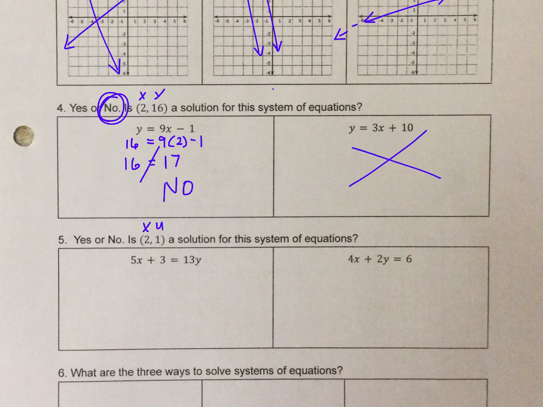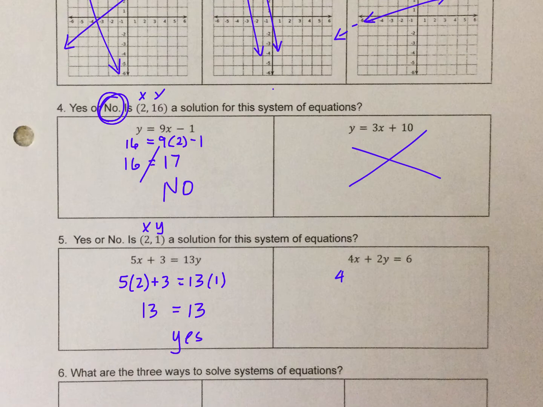I'm going to put an x over the 2 and a y over the 1. 5, instead of x, I write a 2, plus 3 equals 13. Instead of a y, it'll be 1. 5 times 2 is 10 plus 3 is 13 equals 13. Well, that's true, yes. So now we have to do the next one. If it's a yes, my answer is yes. If it's a no, the answer is no.